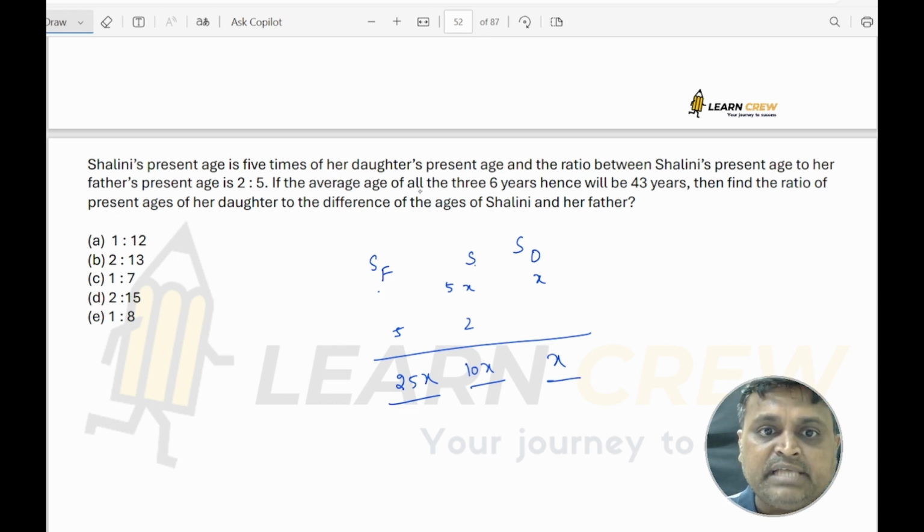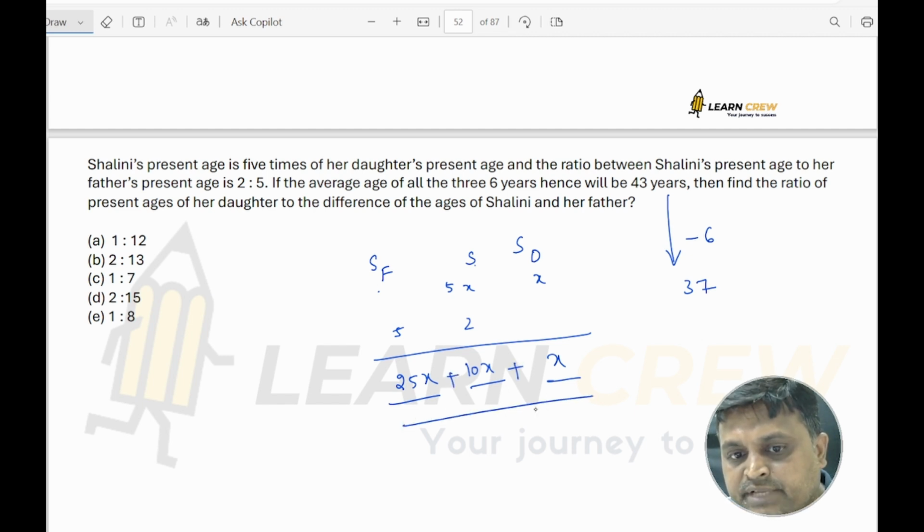And if the average age of all the three 6 years hence is 43. After 6 years, if the average is 43, now it would be 43 minus 6, 37. So this plus this divided by 3 is 37. 25 plus 10 plus 2 is 37x. So you will get x as 3. So Shalini's daughter's age is 2x.